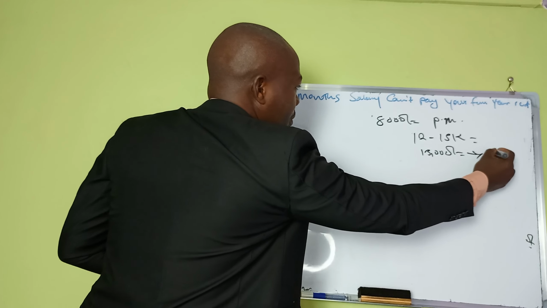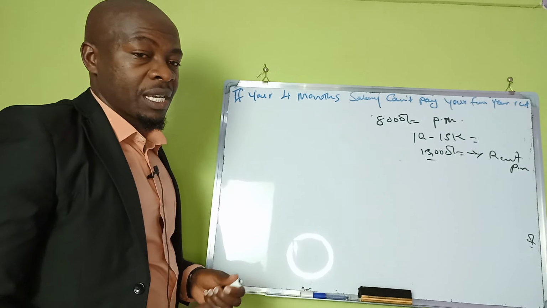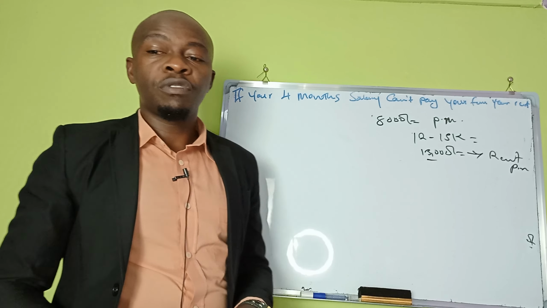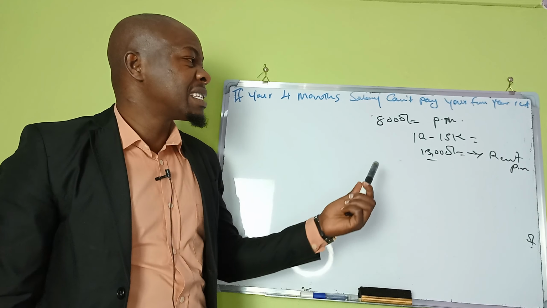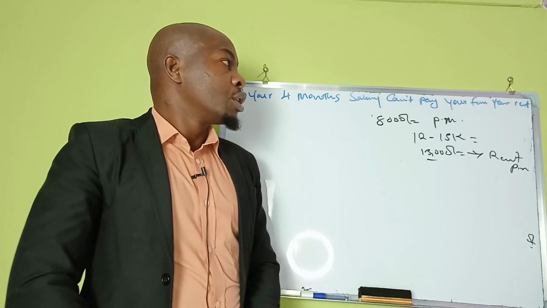This is what you're paying for your house rent, per month, for an average one bedroom somewhere. Now, for the sake of those who are watching internationally, 13,000 shillings is roughly 130 dollars a month. So that is the amount.